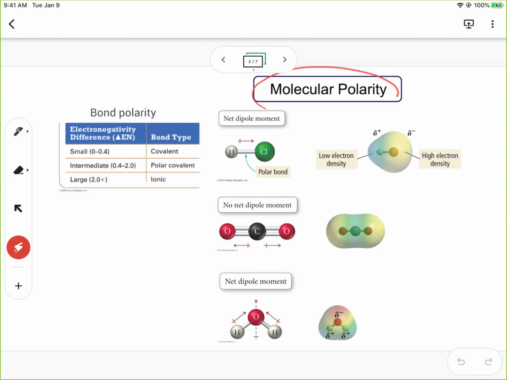Before we discuss molecular polarity, I do want to review bond polarity. Bond polarity and molecular polarity are related, but they are different. You will see the difference in a moment. When we discussed bond polarity in the first topic of chapter 5, we talked about how we use electronegativity difference to decide whether a bond is a nonpolar covalent bond, polar covalent bond, or ionic bond. Let me give you some examples.